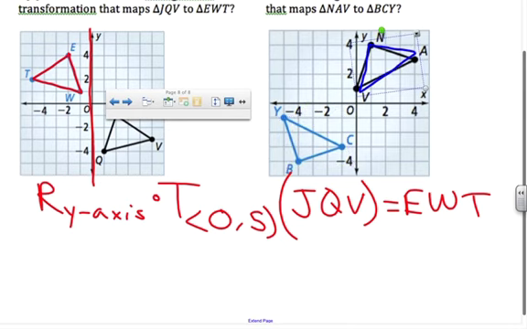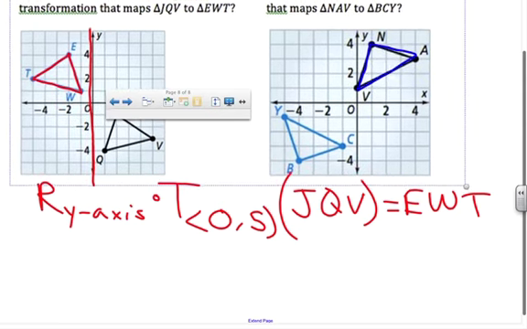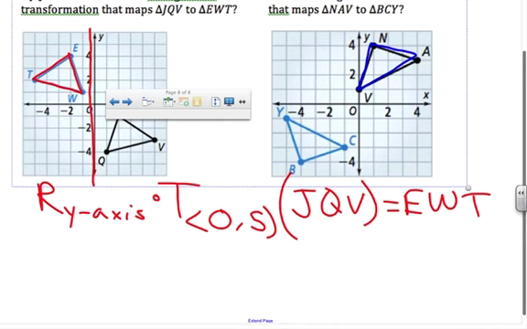Okay, so here's my original triangle. It's kind of being goofy now. Oh boy. Oh, good grief. Okay, so there's the triangle.